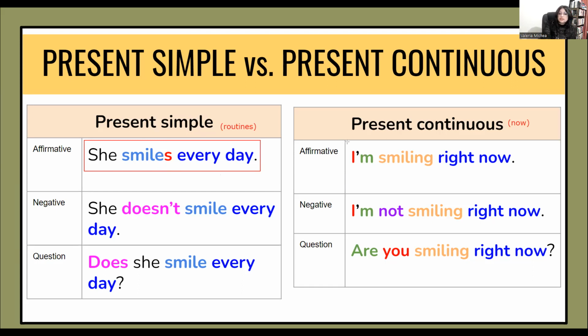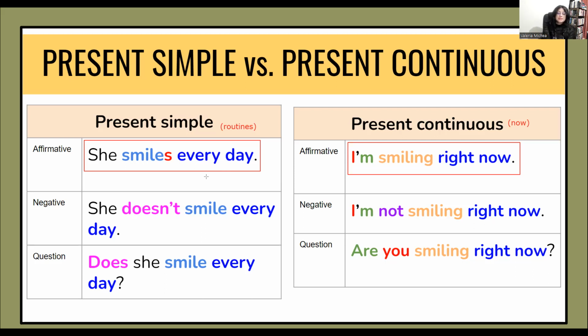But it is different if I say she's smiling or I'm smiling right now, which is happening at this moment. It's true now in the present, but it may not be true tomorrow, or probably it wasn't true yesterday. It's true now. Okay, that's why I choose to use the present continuous. She's smiling right now, and we can see that. Whereas in the present simple, she smiles every day. This is always true, at least for some period of time.